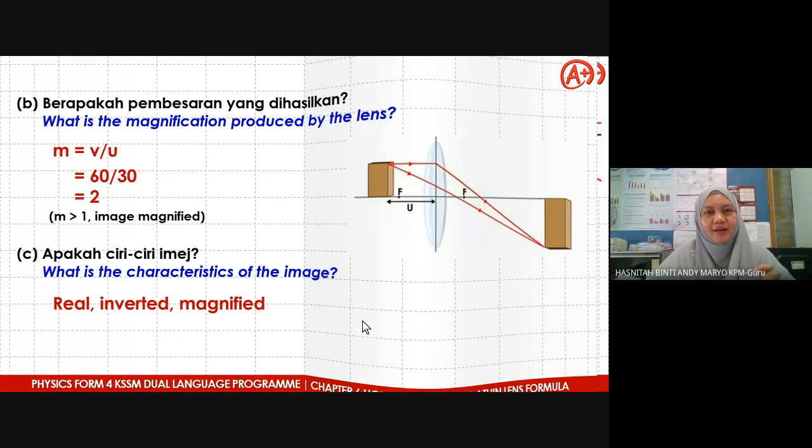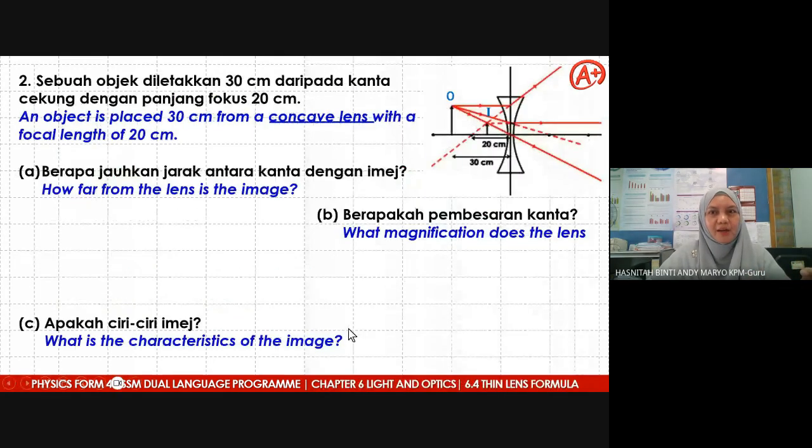Okay, next, question number 2. Question number 2 is also similar to question 3B in your workbook, so you can check that. Now we are given a concave lens, with object distance 30 centimeters. This is the object. And the focal length of this lens is 20 centimeters.